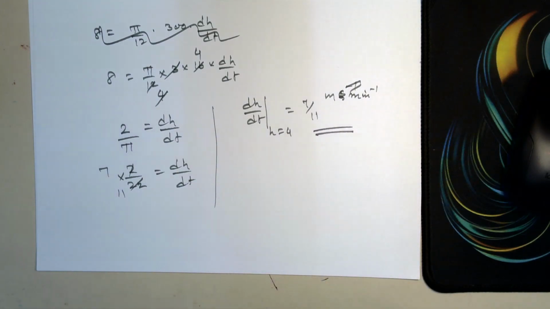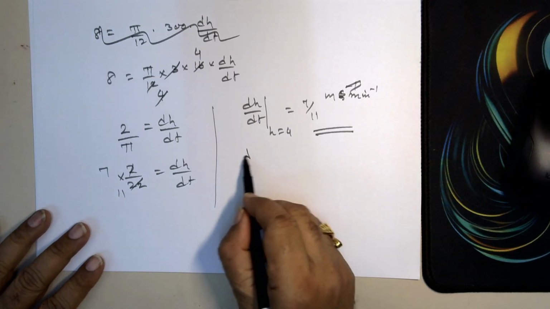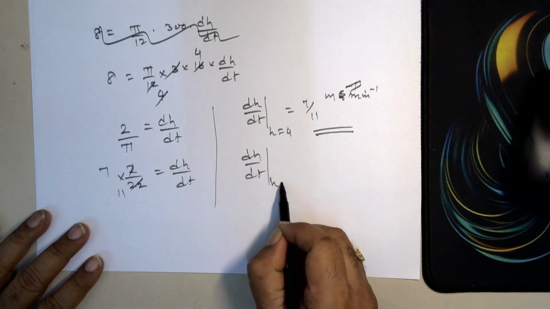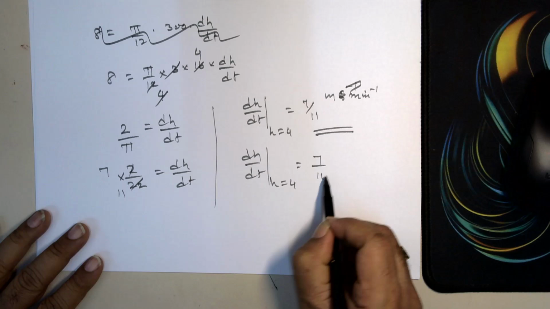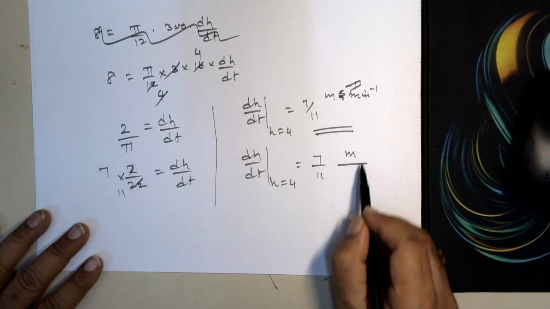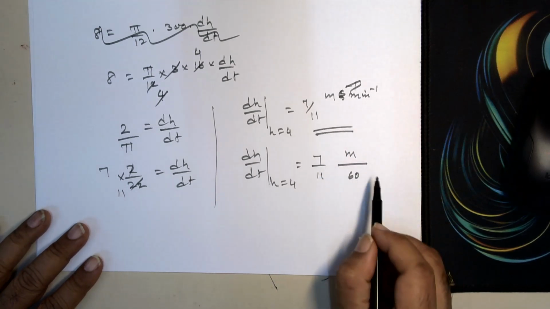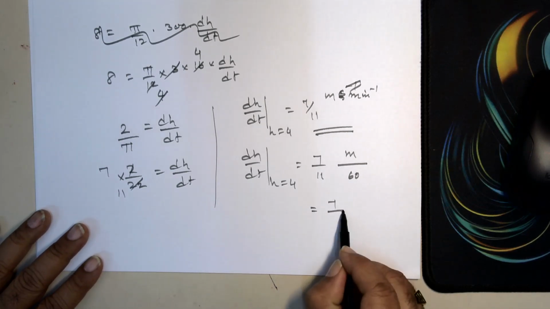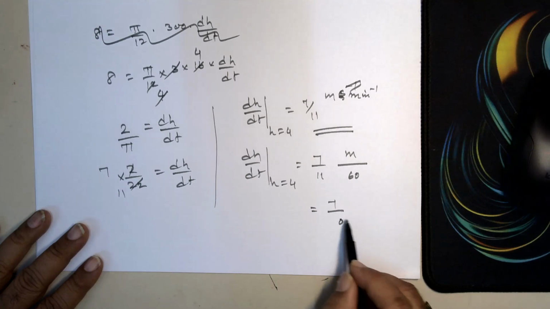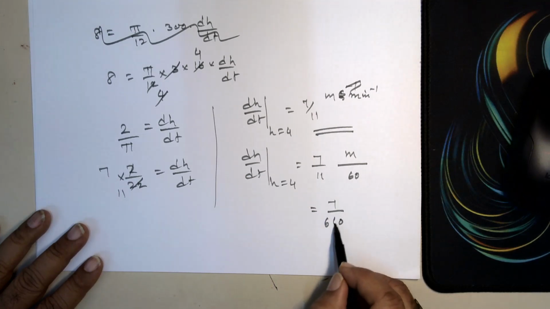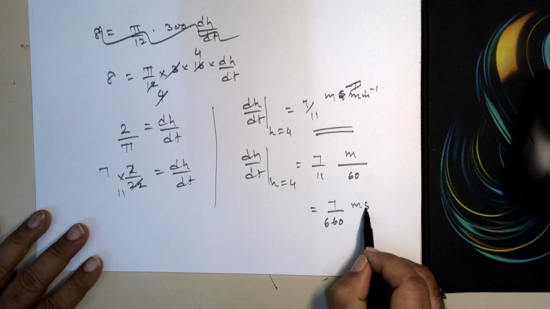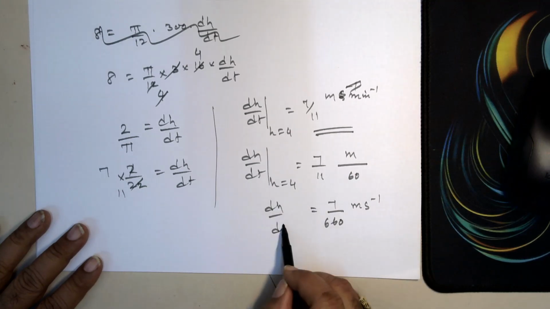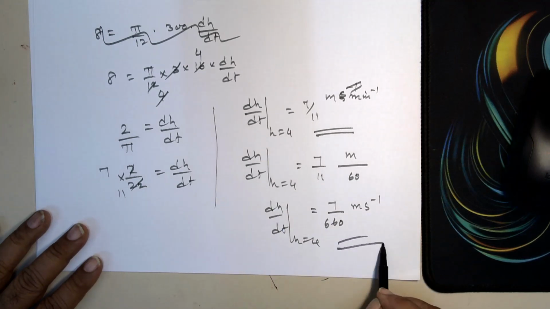Suppose if they ask in meter per second, how do you convert it? dh by dt when h is equal to 4 is 7 by 11 meter divided by minute. Minute means 60 seconds. So it means 7 divided by 660 meter per second. Okay, right?